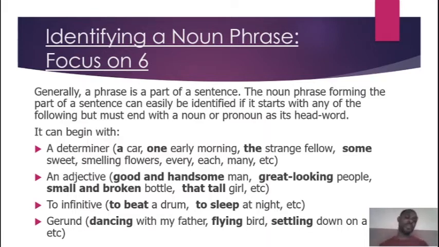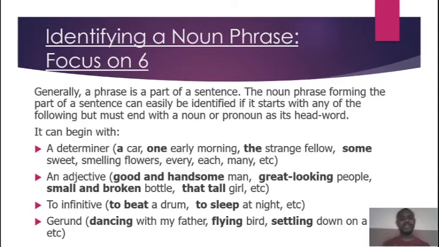Another class of words you need to look out for is the to infinitives. When you find to infinitives coming before a group of words and that group of words ends with a noun, then it's what? A noun phrase. Say to beat a drum. To beat a drum is what I like to do. So to beat, starting that sentence, and drum, ending it, gives you what we call a noun phrase. To sleep at night is fun. Instead of saying sleeping at night is fun. Same thing. So when you find a group of words like this, to sleep at night, it's a noun phrase.